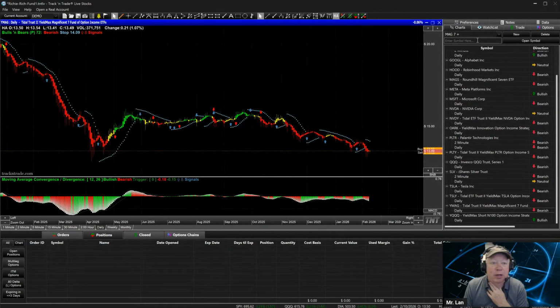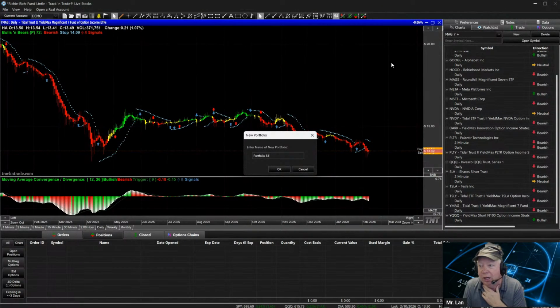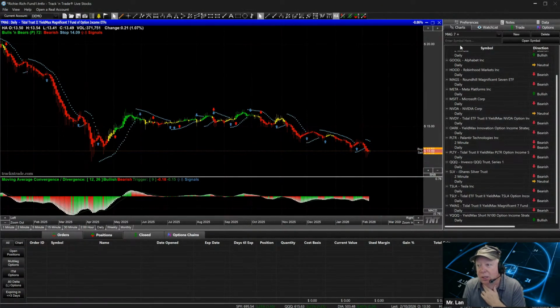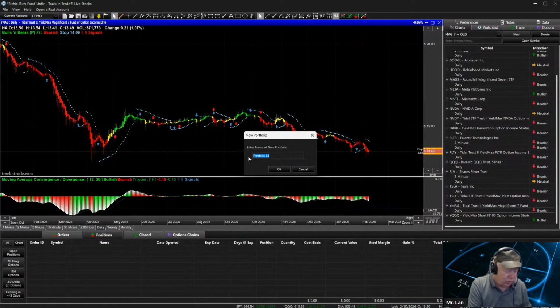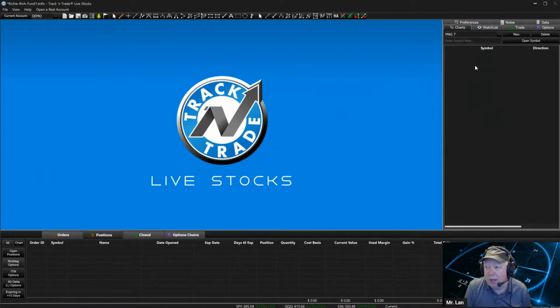So I'm going to come up here to the right-hand side and I'm going to click New. I've already got one called Magnificent 7, so let's call this the old Magnificent 7. Now we're going to create a new Magnificent 7, and we'll just call it Mag 7, because we put a whole bunch of stuff in the old one. We're going to say OK, and that gives us a new portfolio.